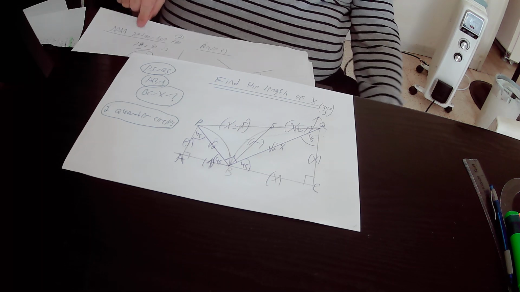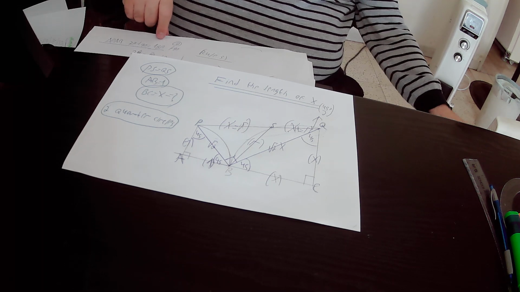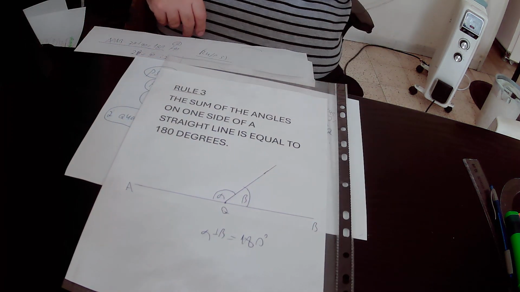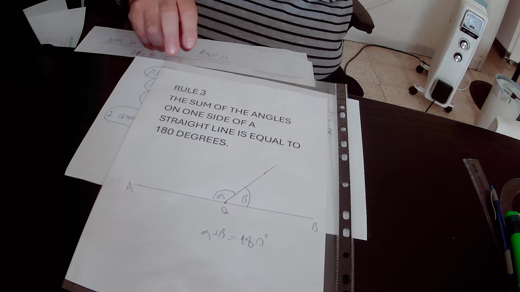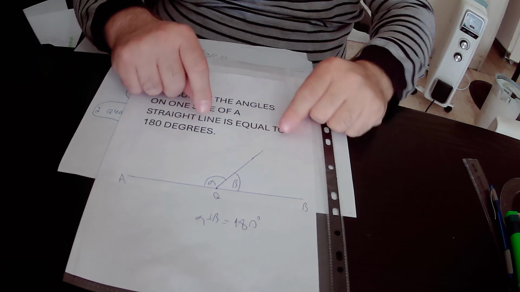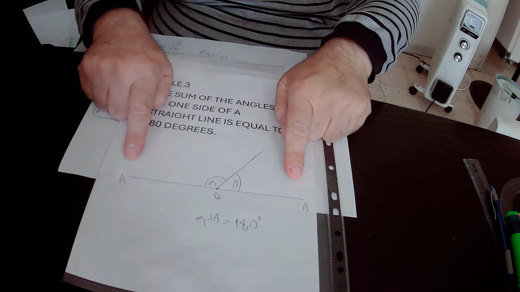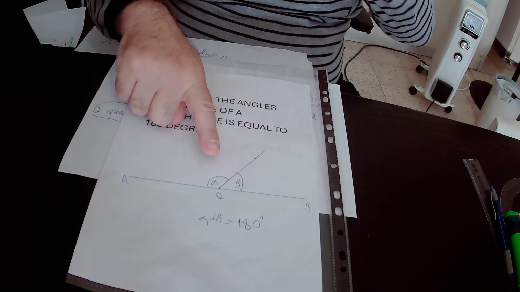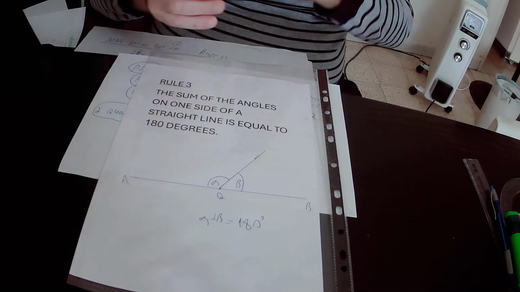Then I presented to you rule number 3 and we implemented rule number 3 in our drawing. According to rule number 3, the sum of the angles on one side of a straight line is equal to 180 degrees. So here in the drawing we have the straight line AB. If you focus on the upper side of the straight line AB at point Q, here the sum of the angles must be equal to 180 degrees, according to this rule number 3.